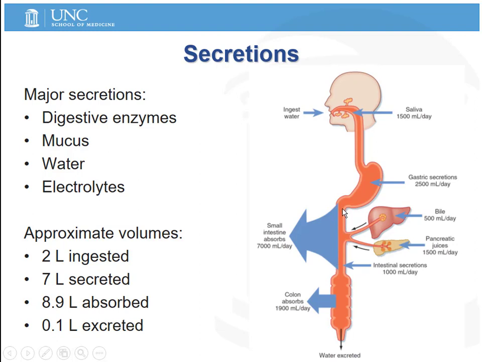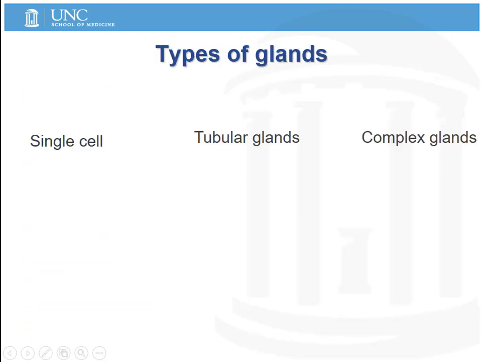This massive absorption in the small intestine is primarily due to the osmotic effects of nutrient absorption. So as nutrients are absorbed in the small intestine, an osmotic gradient is established, and that drives the movement of water. Secretory units have different structures throughout the GI tract and can be single cells, tubular glands, or complex glands.